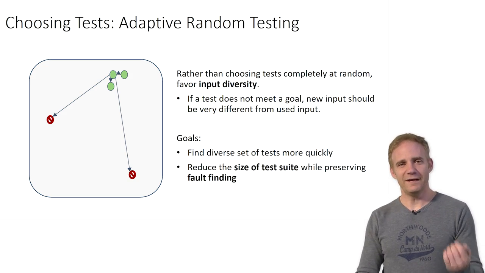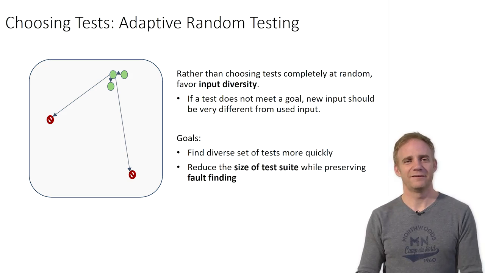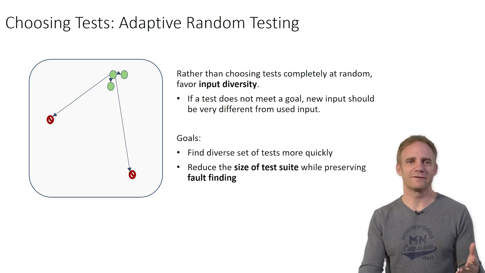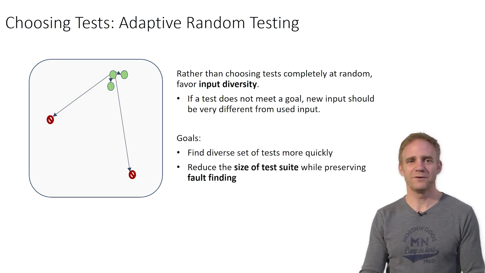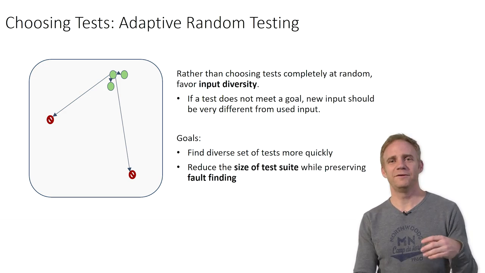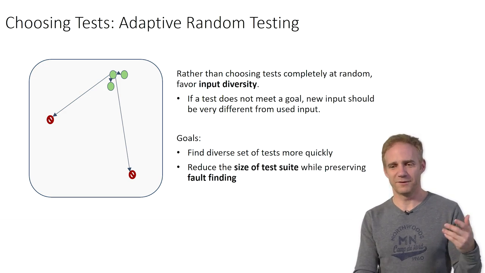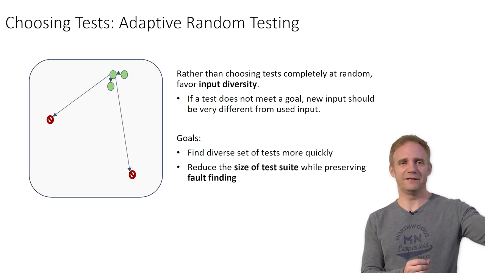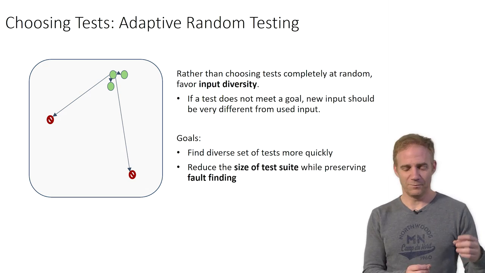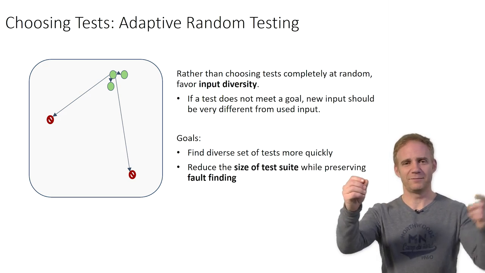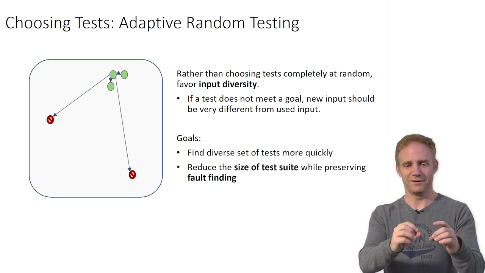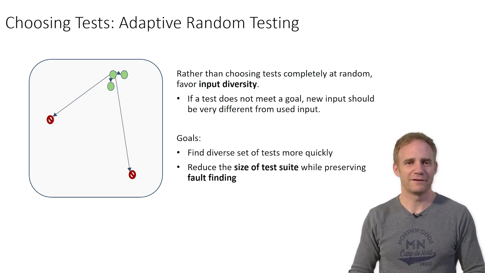So what adaptive random testing does is says rather than choosing tests completely at random, we're going to favor diverse inputs. So if a test doesn't meet a goal, the goal being, say, finding a fault, the new input we choose should be very different than the used input. So we're going to try and hop around the space and make sure that we fill it up somewhat uniformly.